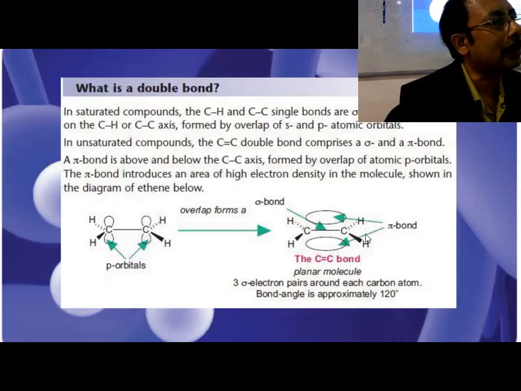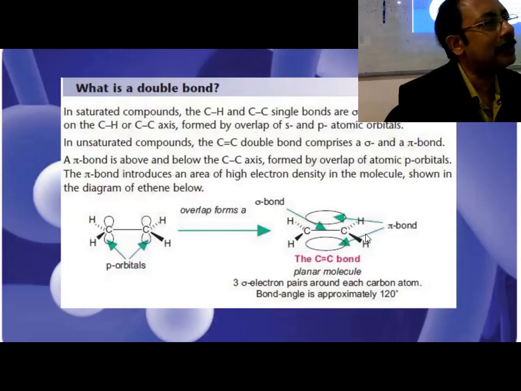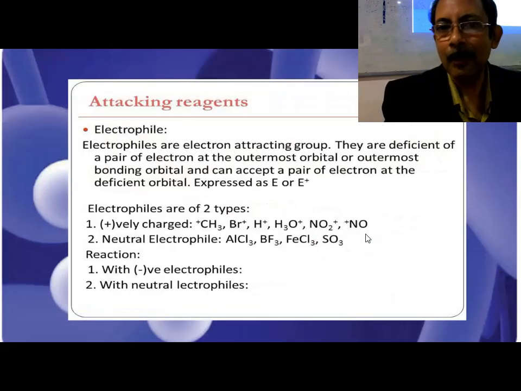And we are getting a carbocation intermediate. And after that, Br minus is getting added. So first H plus addition followed by Br minus addition. So we are getting HBr addition. This is called addition reaction.